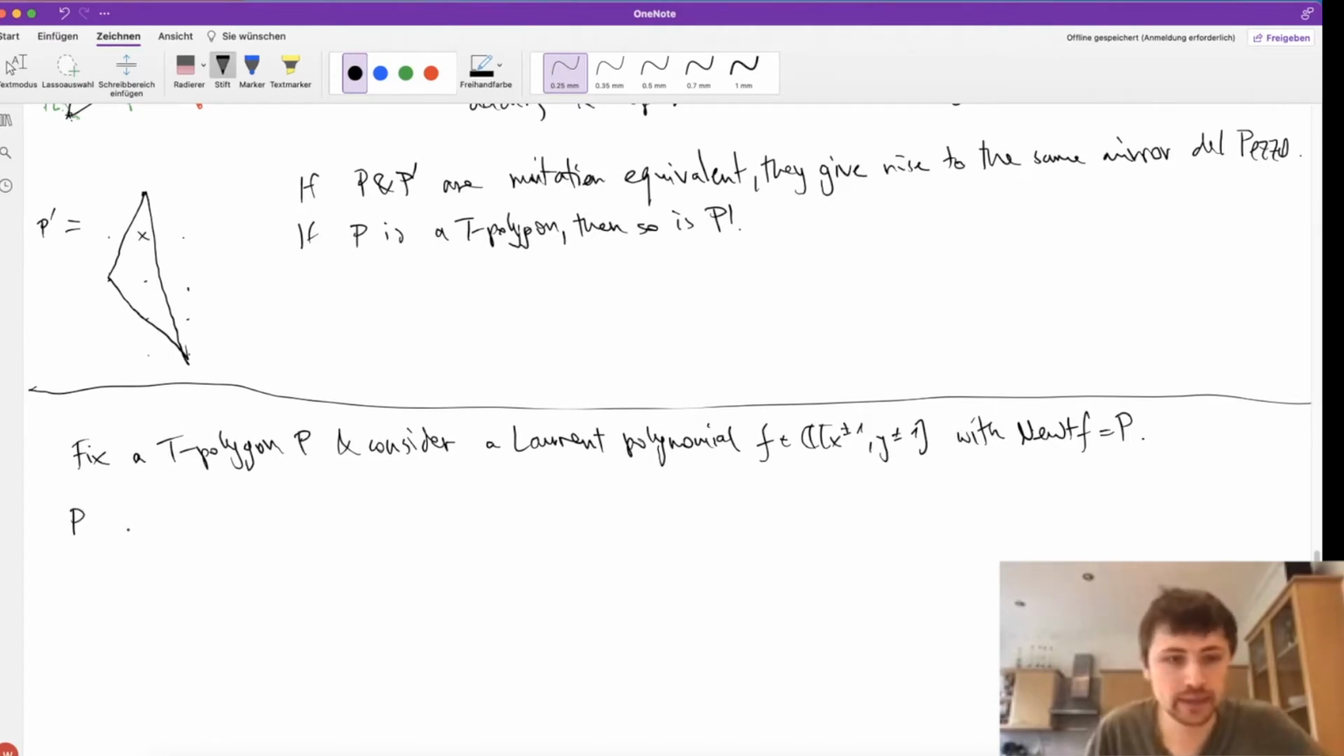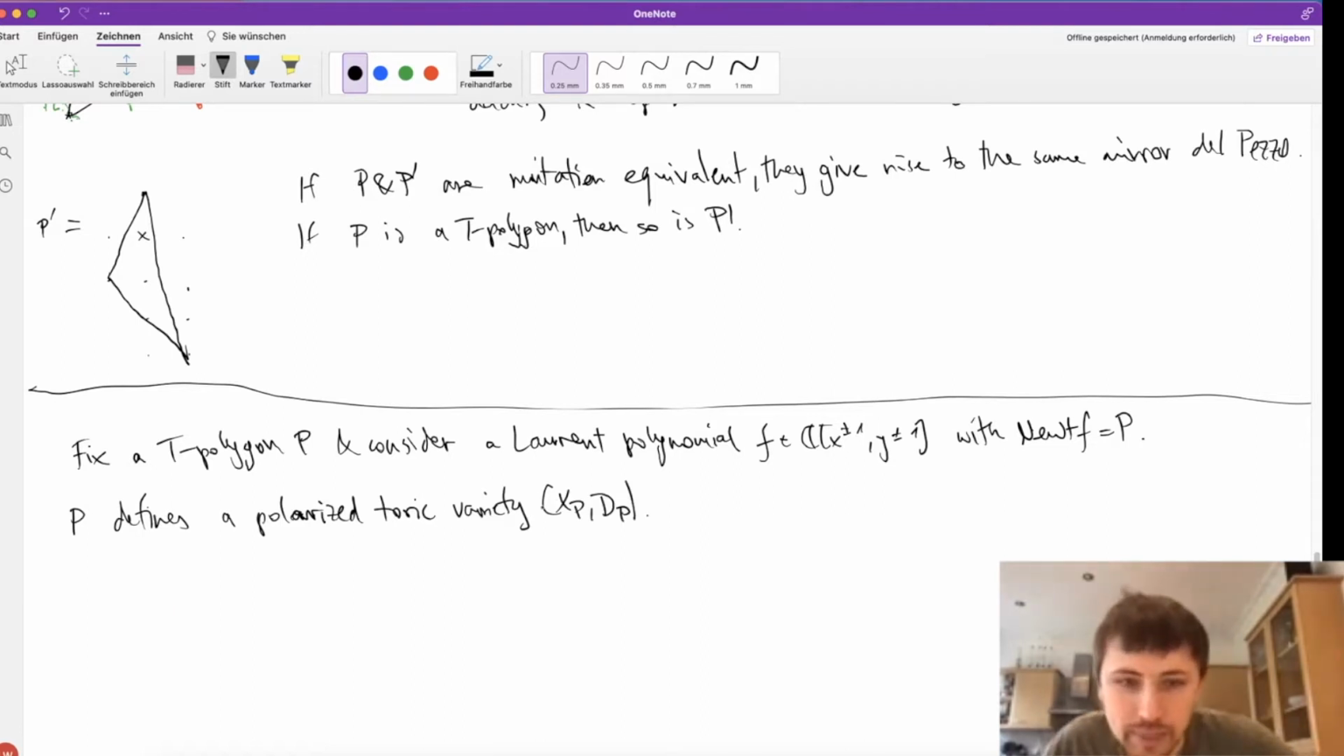So this polygon P defines a polarized toric variety X_P, D_P. Now, let me emphasize here, I'm talking about the usual construction, where if you take the normal fan of a polygon, you get a toric variety. That's something different to what we had in the introduction with the spanning fan. It's a different construction. And if your polygon is reflexive, then the spanning fan of one polygon is exactly the normal fan of the dual polygon.